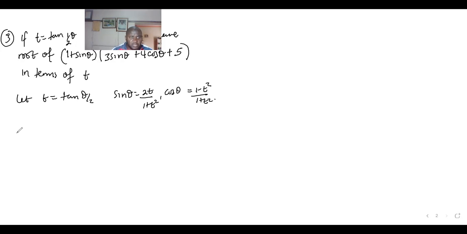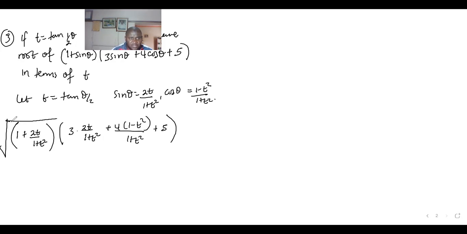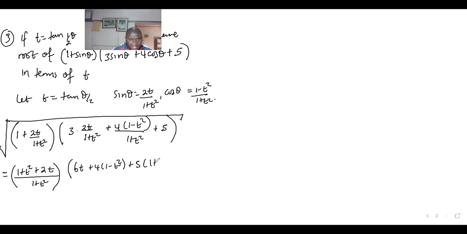When we do the substitution, we shall have 1 plus 2t over 1 plus t squared, into 3 times 2t over 1 plus t squared plus 4 into 1 minus t squared over 1 plus t squared plus 5. But the whole of this is asking us for the square root in terms of t. What does this give us? 1 plus t squared plus 2t, all divided by 1 plus t squared, close brackets. The second one is 6t plus 4 into 1 minus t squared plus 5 into 1 plus t squared, close brackets, all over 1 plus t squared. The whole of this is under a square root.